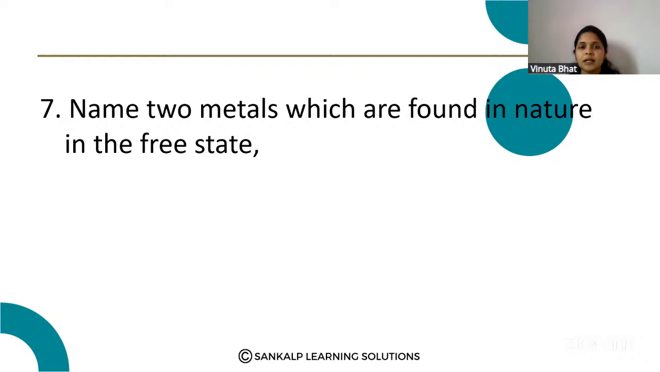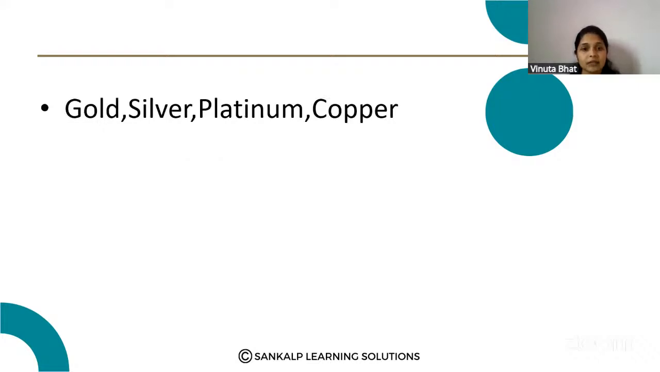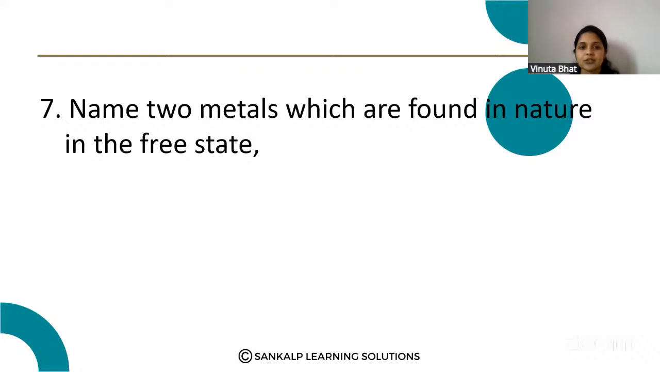Next question. Name two metals which are found in nature in the free state. That is gold, silver, platinum and copper. So they are found in nature in the free state.